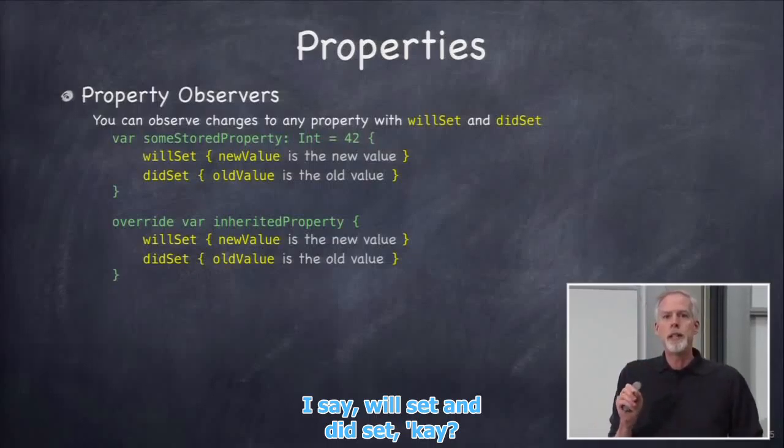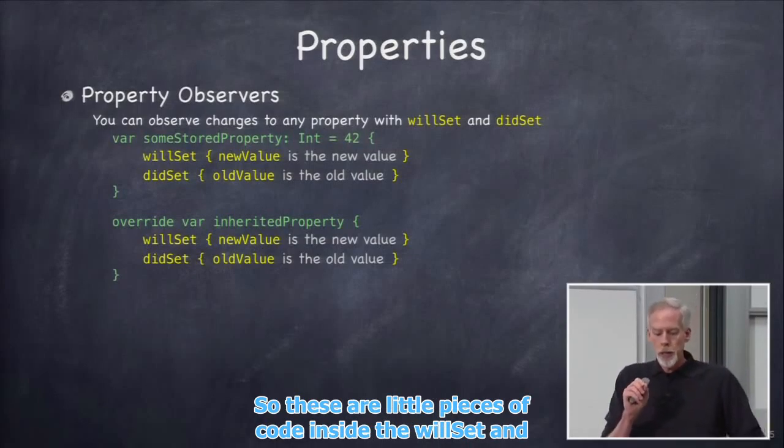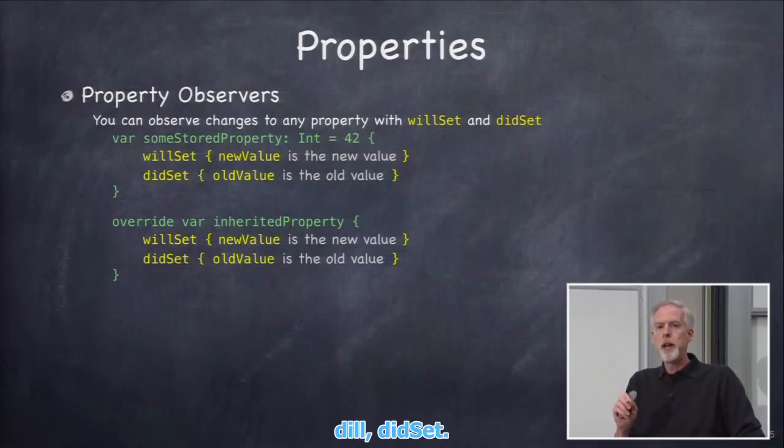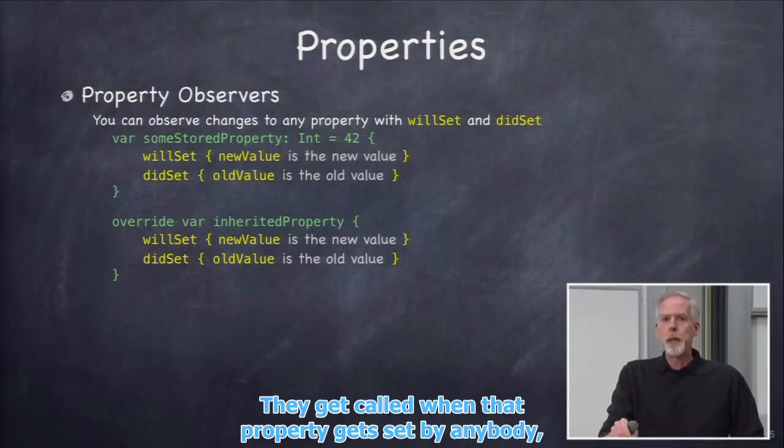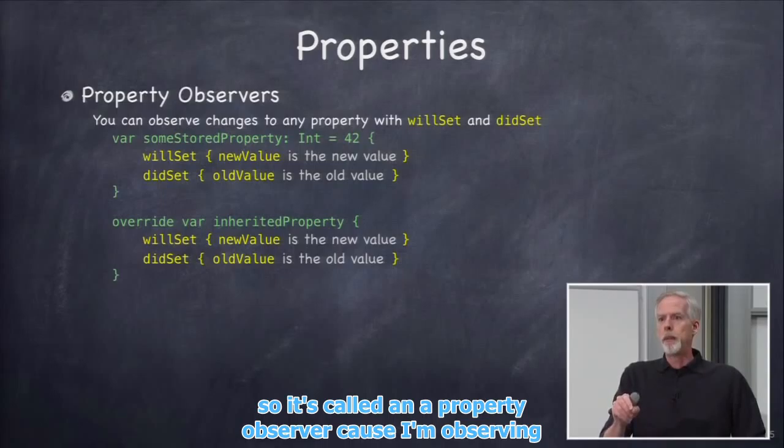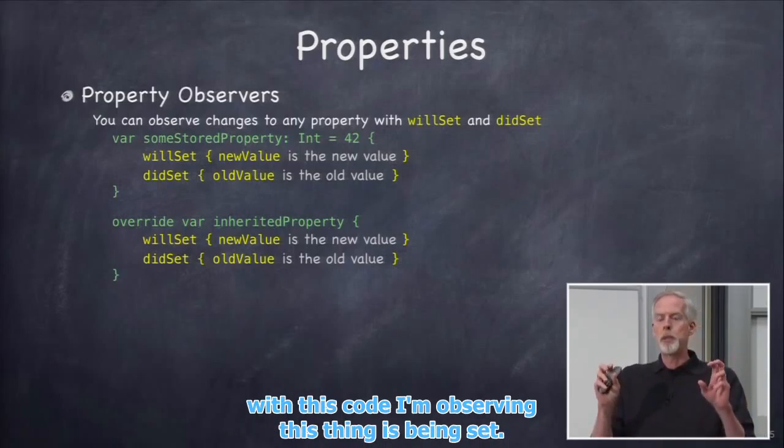Will set and did set. These are little pieces of code inside the will set and did set. They get called when that property gets set by anybody. So it's called a property observer because, with this code, I'm observing that this thing is being set. The will set is called right before the property's value gets set, and the did set right after.